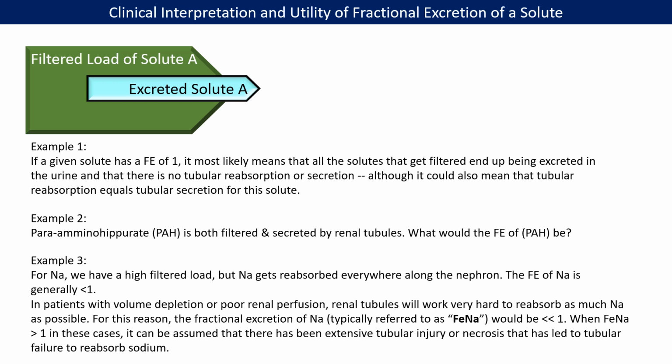Example 3. For sodium, we have a high filtered load, but sodium gets reabsorbed everywhere along the nephron. The fractional excretion of sodium is generally less than 1. In patients with volume depletion or poor renal perfusion, renal tubules will work very hard to reabsorb as much sodium as possible. For this reason, the fractional excretion of sodium, typically referred to as FeNa, would be much less than 1. When FeNa is greater than 1 in these cases, it can be assumed that there has been extensive tubular injury or necrosis that has led to tubular failure to reabsorb sodium as needed.